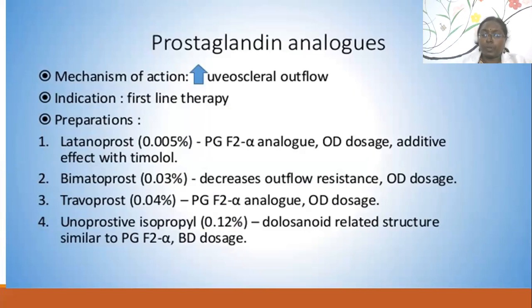Bimatoprost is 0.03 percent, decreases the outflow, and again once daily dosage. Travoprost is there, and you have latanoprost isopropyl 0.12 percent, which is given BD.